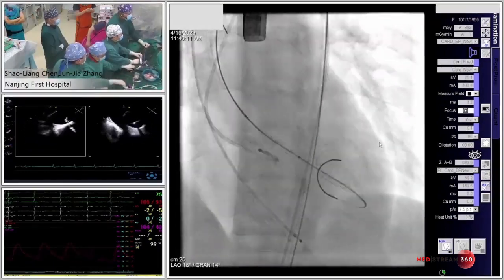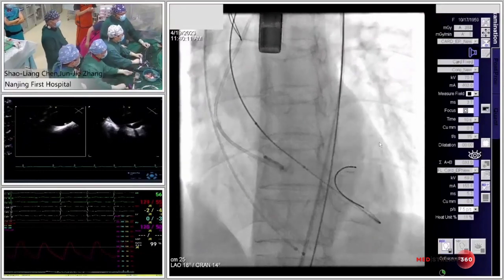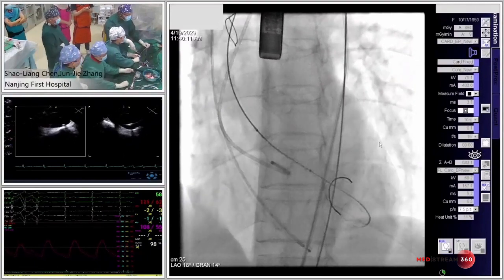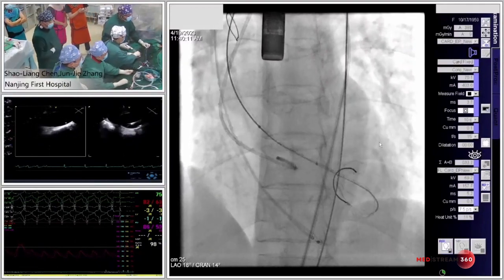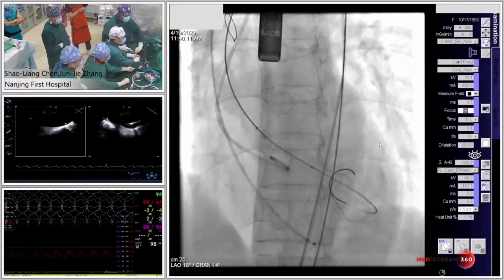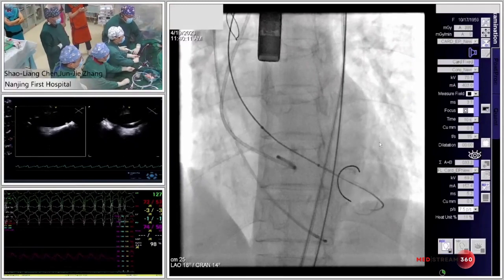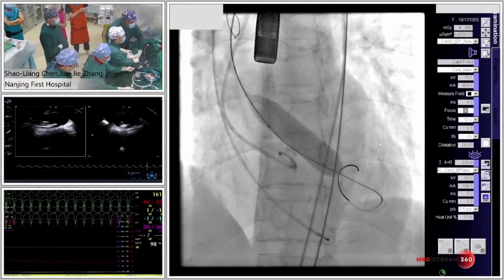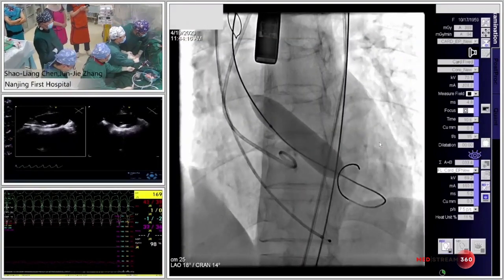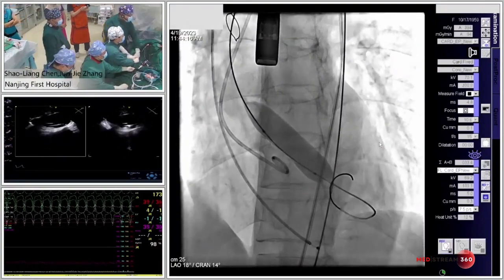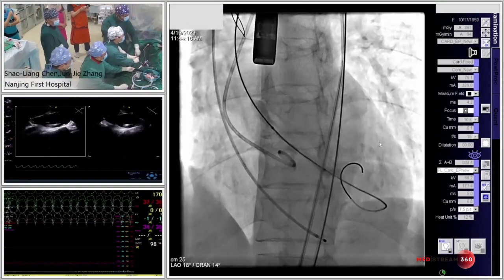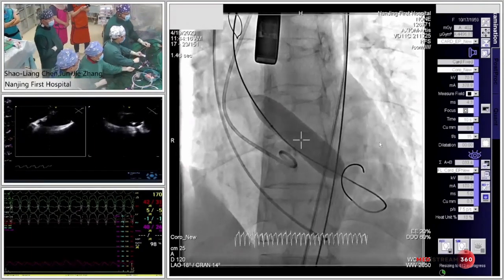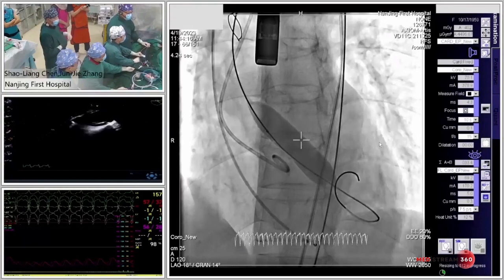Good. Okay. Rapid pacing, 180. Pacing on. Pacing on. 180. Okay. Good. The balloon was fully expanded. So usually, how long is the duration of inflation? I think at most 5 seconds. It deflates, right? It's off, yeah.